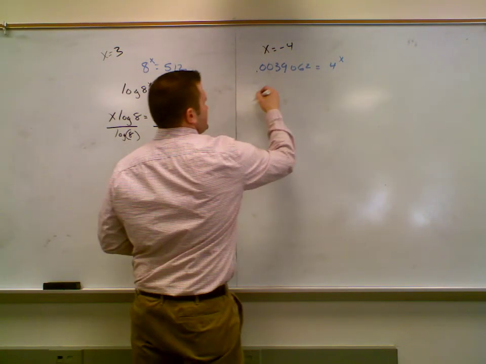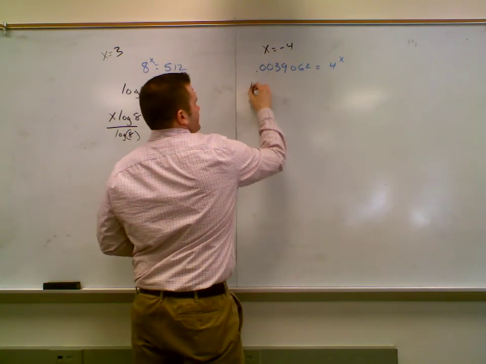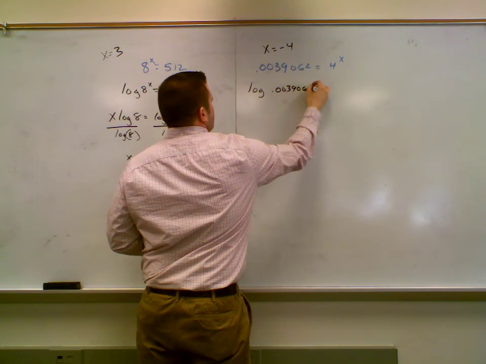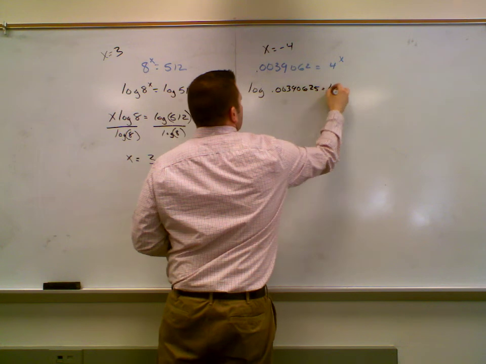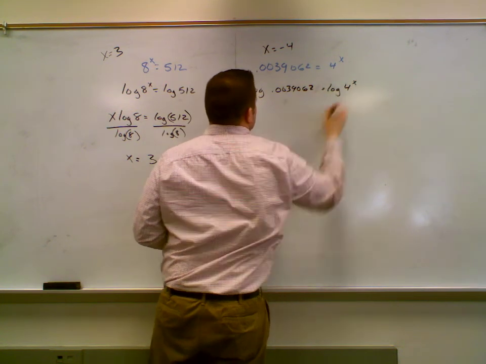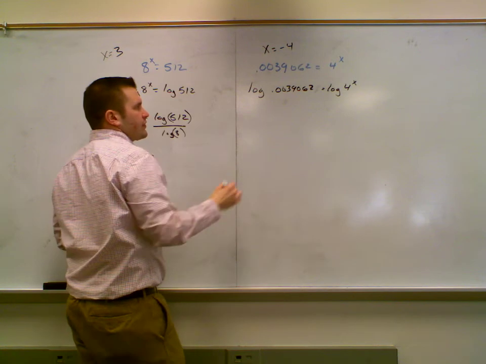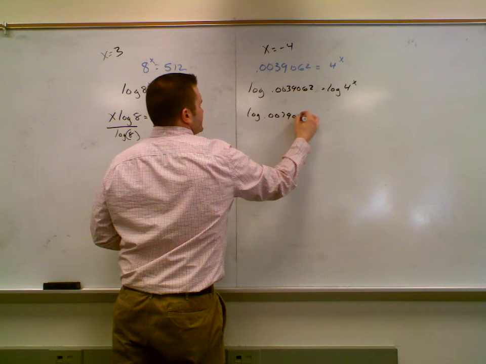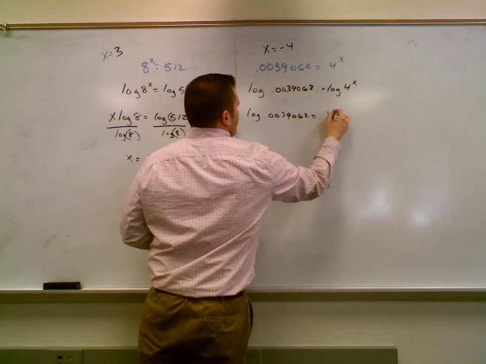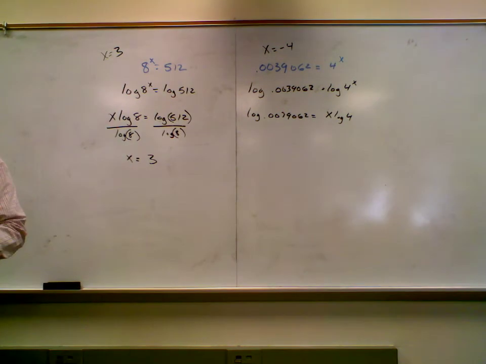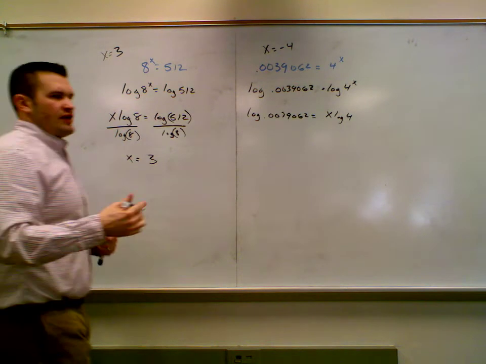What should I do to both sides? Bring down the x. I need to bring down the x. I'm going to log both sides. So log of 4^x. Right? So log 0.00396062 equals x log 4. Right? This power property brings the x down. So now I divide by log 4.